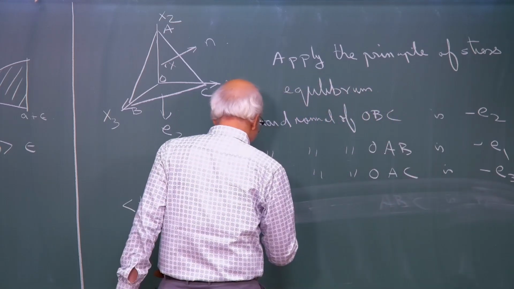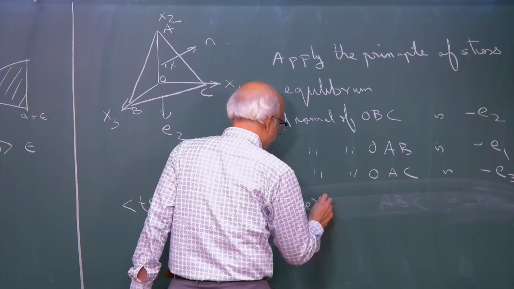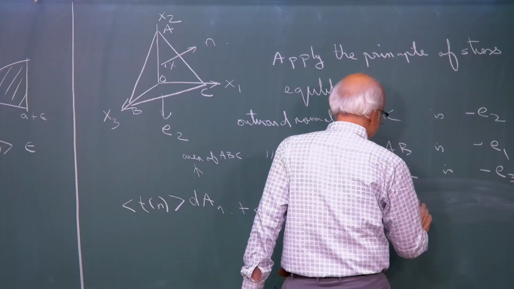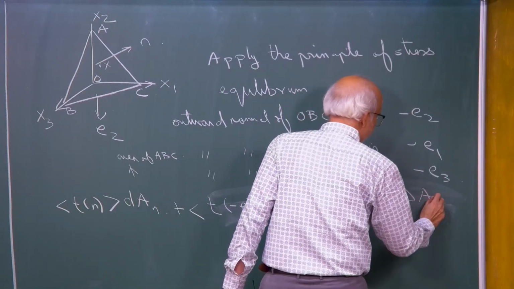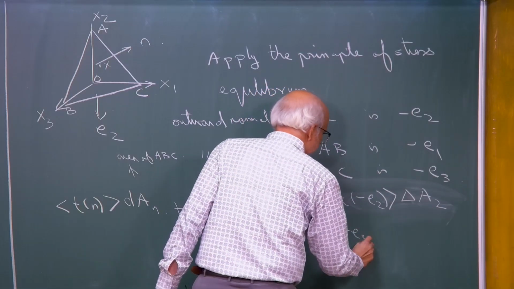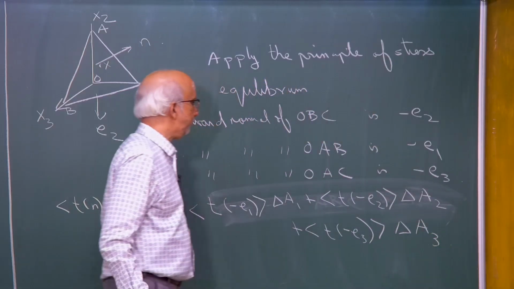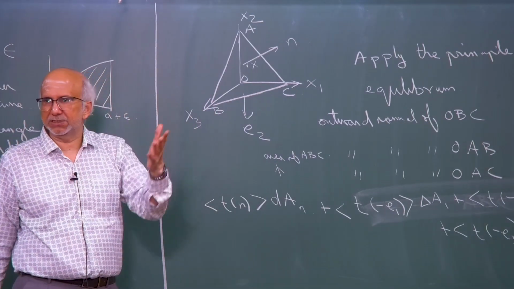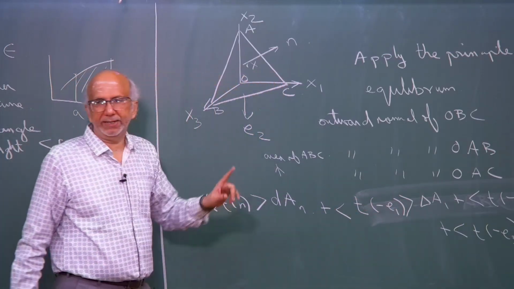The next one is average of T of minus E1 delta A1, plus average of T of minus E2 delta A2, plus average of T of minus E3 delta A3. So, there are basically 4 contributions from the 4 parts of the control surface, and I have just enumerated them. This basically tells you the direction of the outward normal.